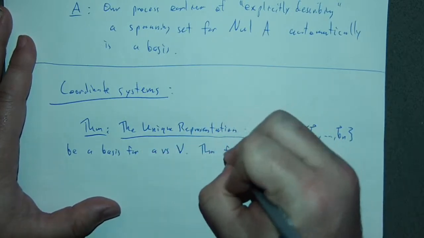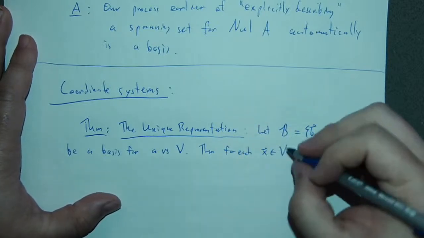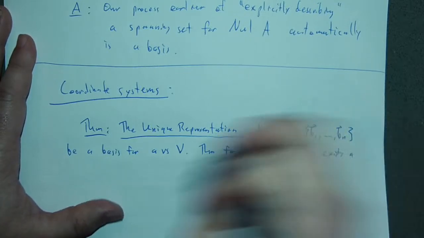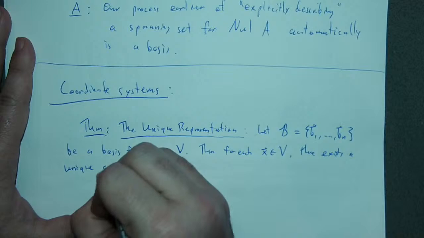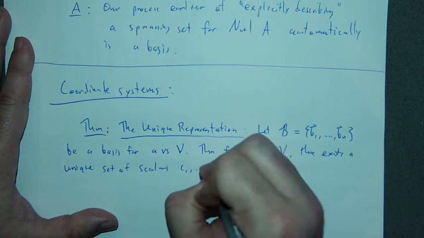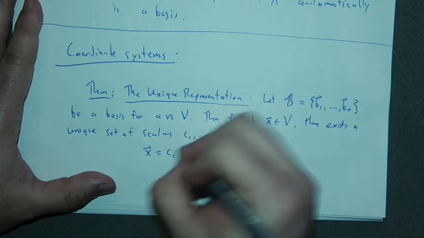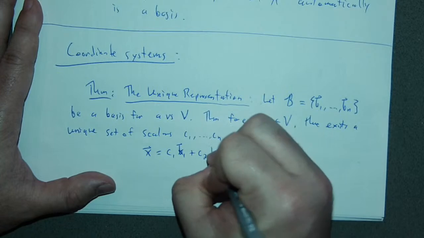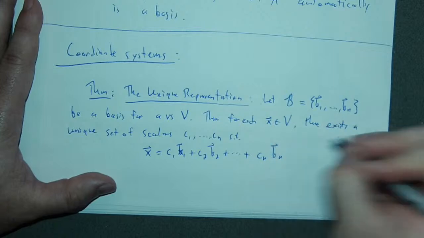Then for each x in V, there exists a unique set of scalars, and the fact that they're unique is important here, c1 through cn, such that x is c1 b1 plus c2 b2 and so on all the way up to cn bn.